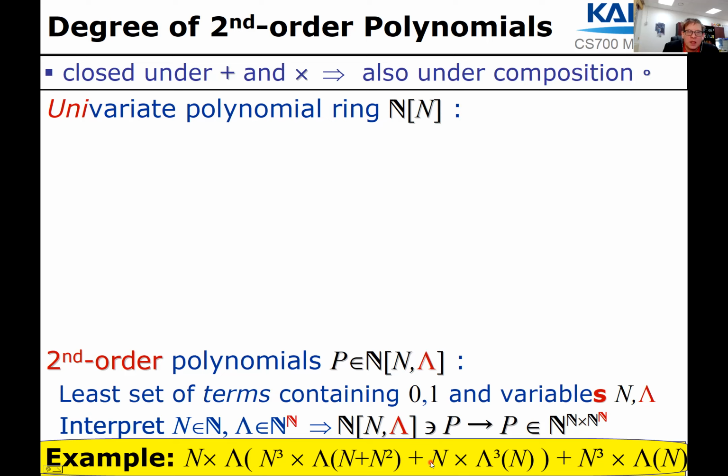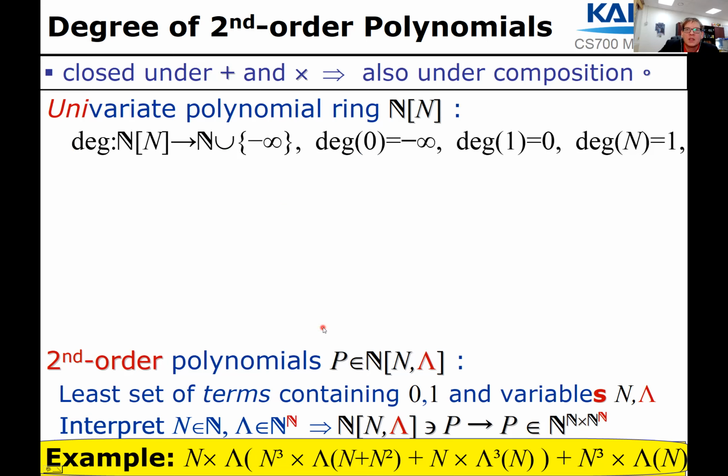And now we want to talk about the degree of these various kinds of polynomials. And again, we're going to start talking about the degree of univariate polynomials. So here you see the definition, an inductive definition, since we've defined univariate polynomials by structural induction as the least set of terms that contain 0 and 1 and the variable n. So we're going to also analogously define the degree of these polynomials by structural induction.